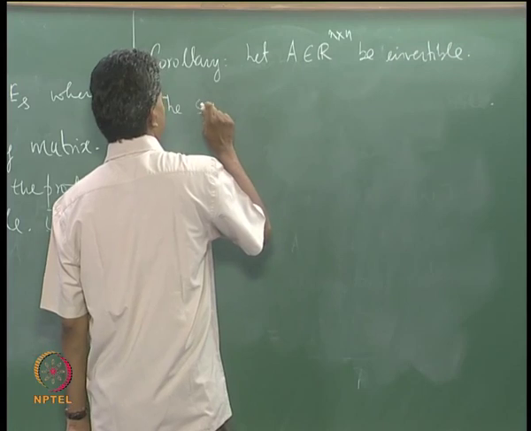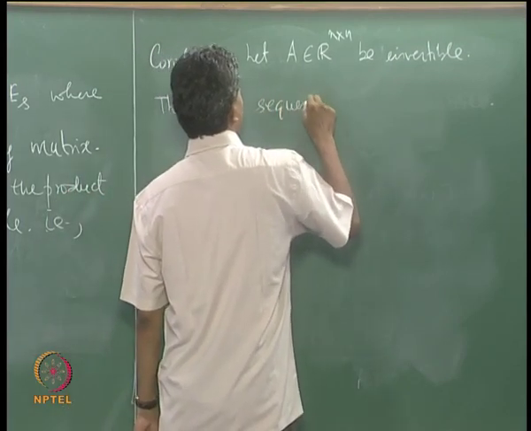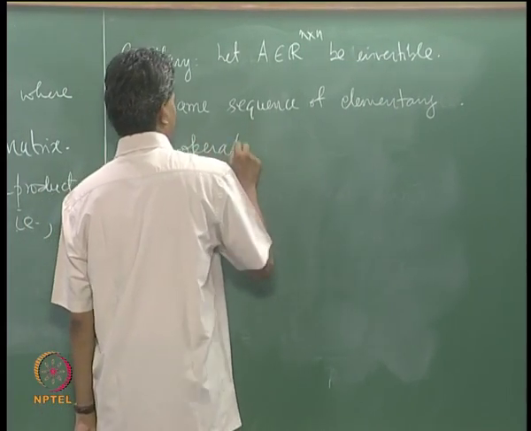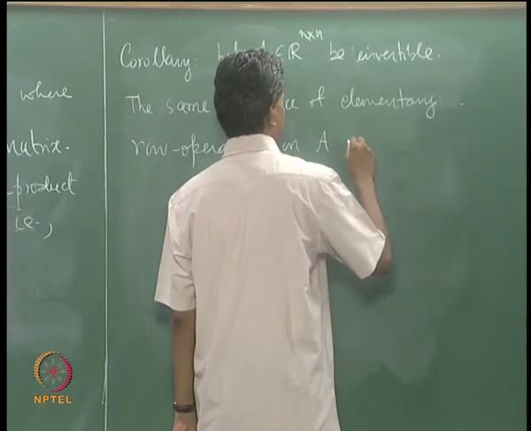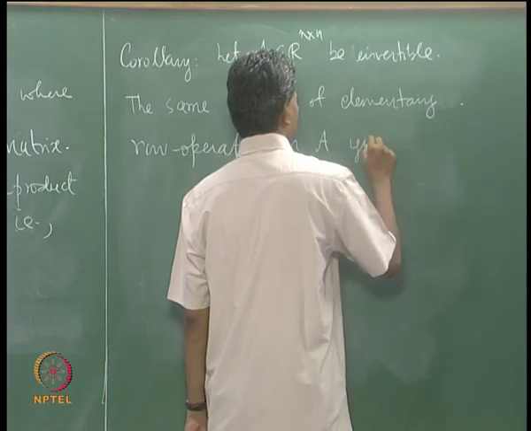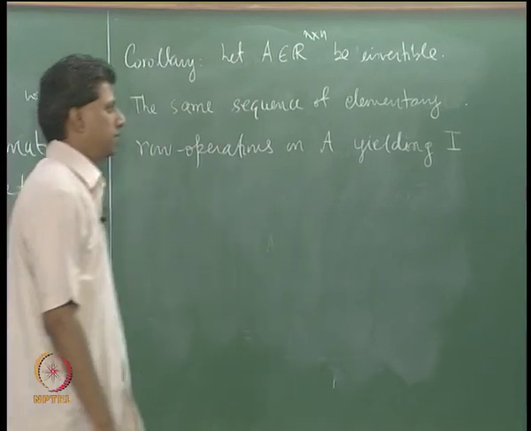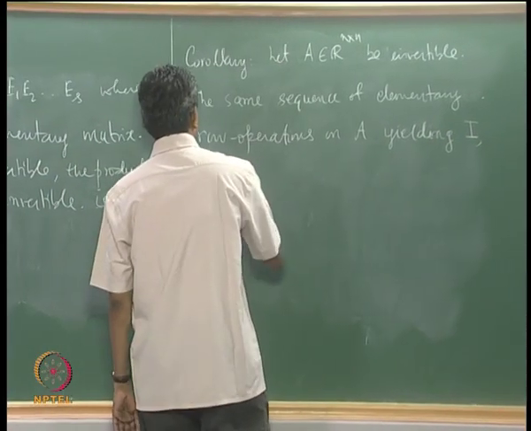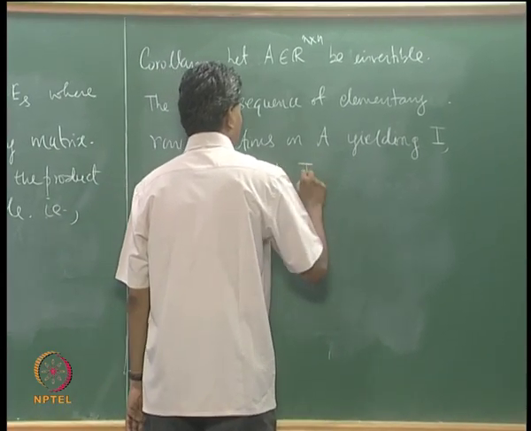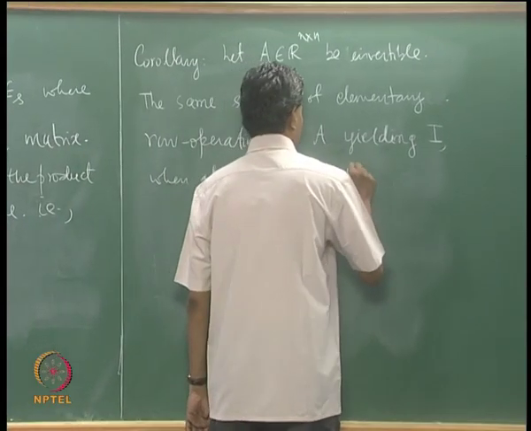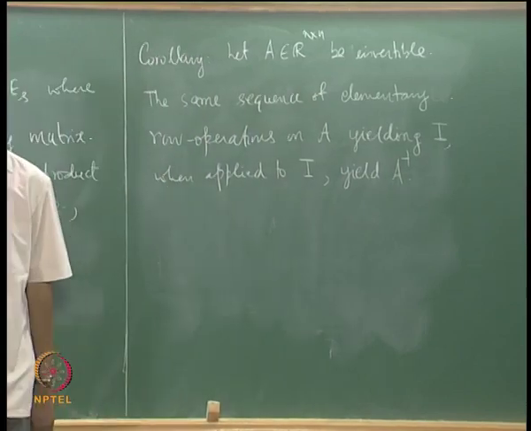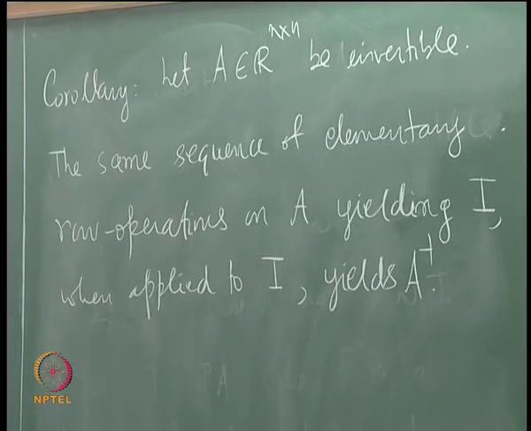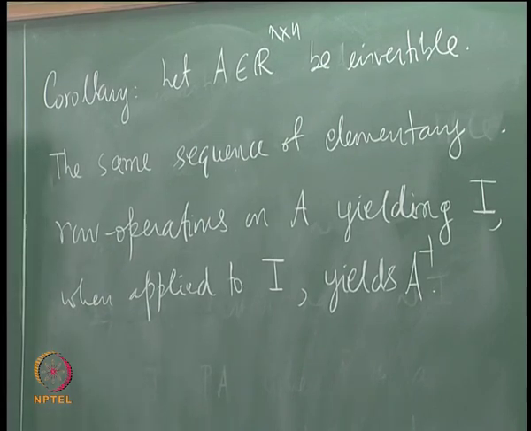How do I put it? The same sequence of elementary row operations on A yielding I, the same sequence of elementary operations performed on A yielding I, when applied to identity yield A inverse. The same sequence yields A inverse. Okay, that's the statement. Proof. Is the statement clear?